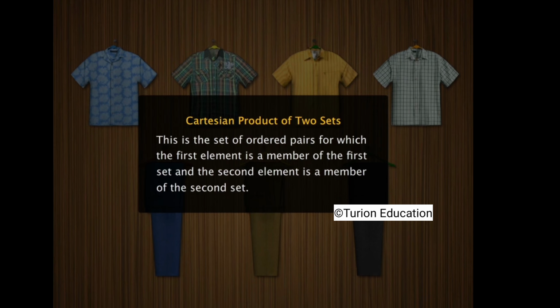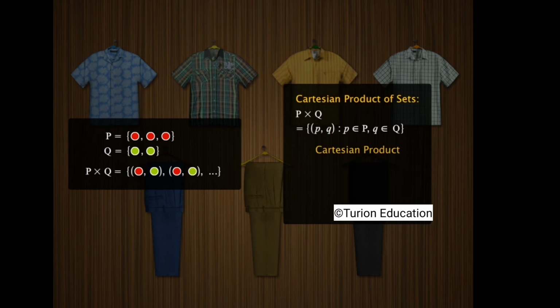Using symbols, the language of math, Cartesian product of two non-empty sets, P and Q, that is, P cross Q, is the set of all ordered pairs of elements p, q, where the element p is from set P and the element q is from the set Q. Cartesian product of two sets is also known as the Cartesian product set or simply the product set.